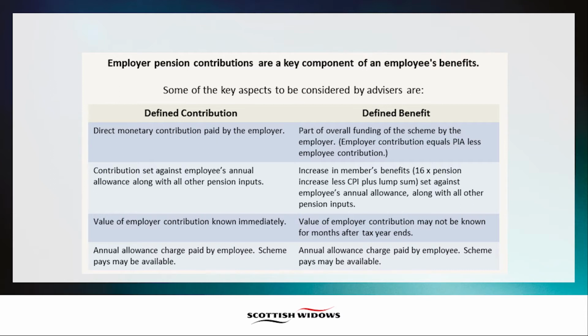For a defined contribution scheme, this is simply the amount the employer pays in respect of that employee in the tax year. The value for a defined benefit scheme is more complicated and is not usually known until many months after the year ends. This is because the pension that has been built up over the tax year needs to be calculated by the scheme, and this figure then converts into its equivalent pension input amount. The latter part of this process should be familiar and is shown on the slide.